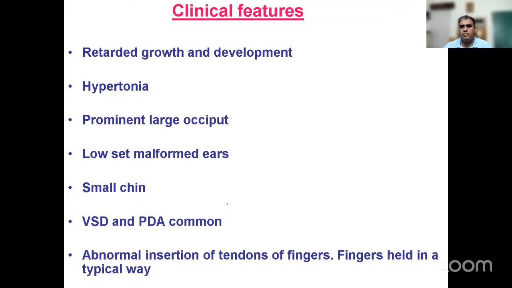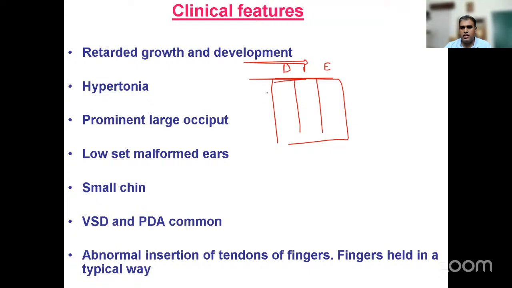Okay, so do remember to make a table over here with Down over here, Patau over here, and Edward over here, and list all the clinical features. So now you know yourself what will be the commonality and what will be the differentiating feature.